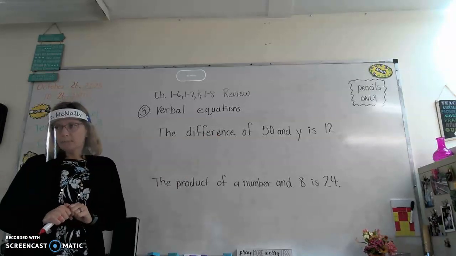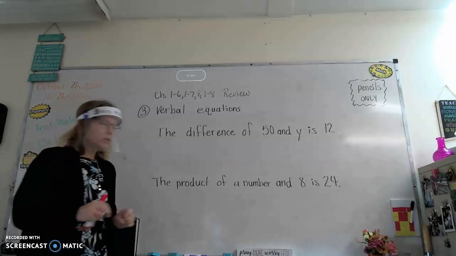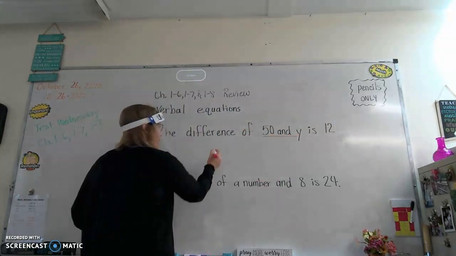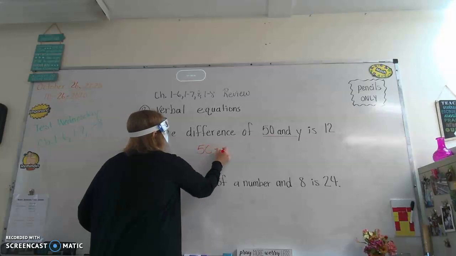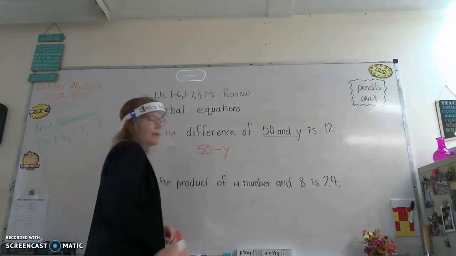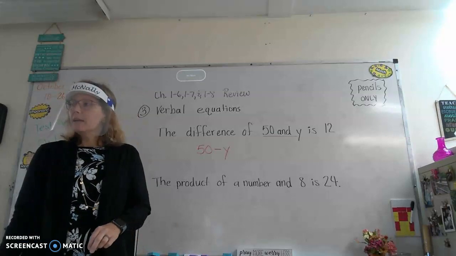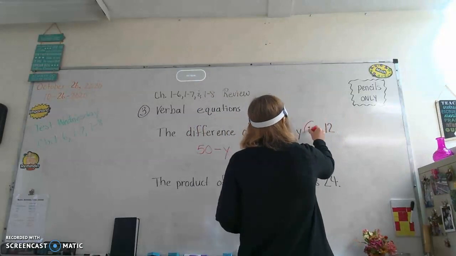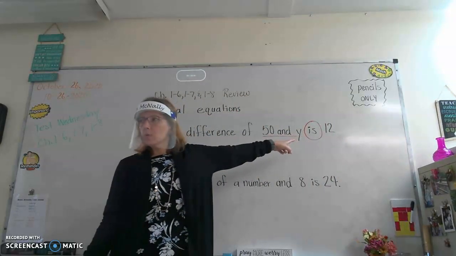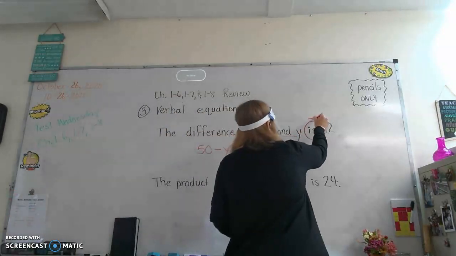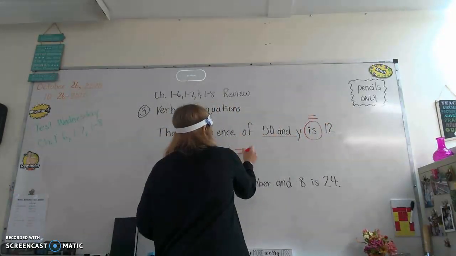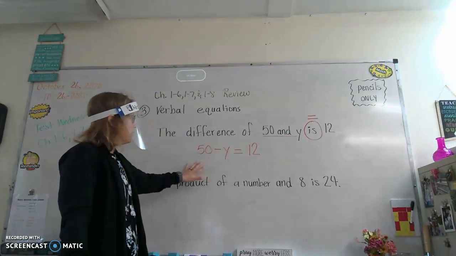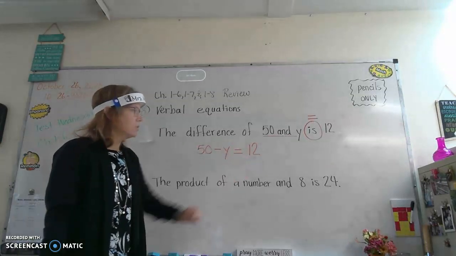What does difference mean? Subtraction. So if I'm doing the difference of 50 and y, it would look like this. And remember, anytime you see the word is, what do we put? Equal sign. So the difference of 50 and y is 12. And that's how we would write this: 50 minus y equals 12.